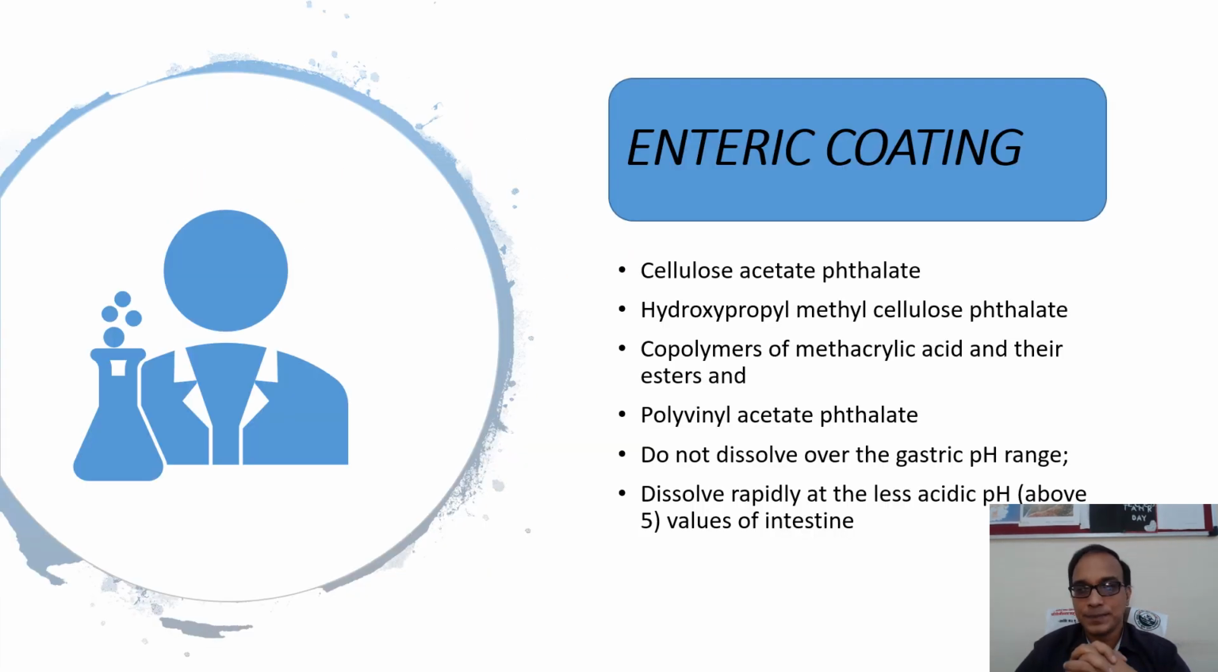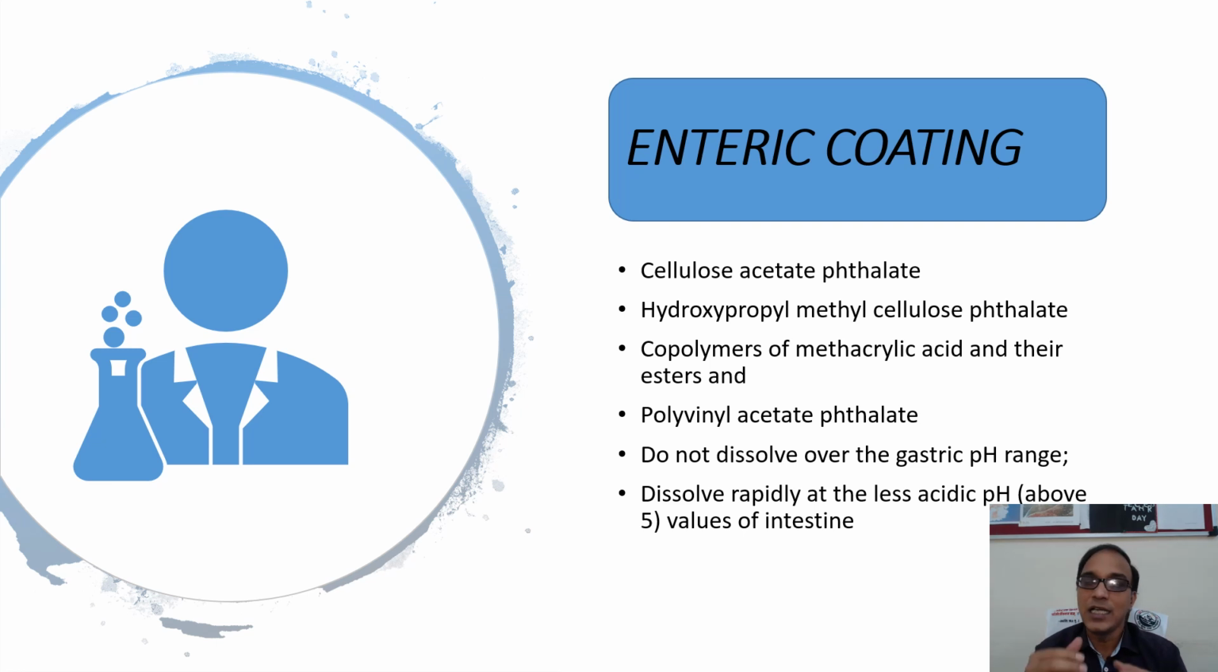Enteric coating. Now, what is enteric coating? Examples include cellulose acetate phthalate, which we sometimes call CAP, hydroxypropyl methyl cellulose phthalate, copolymers of methacrylic acid and ethyl esters, and polyvinyl acetate phthalate. These phthalates do not dissolve over the gastric pH range. These polymers don't get dissolved in the gastric pH.